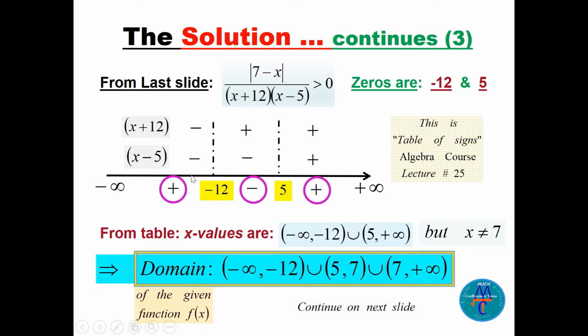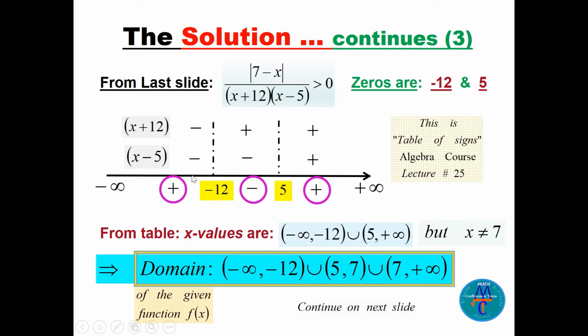Then I choose a number between minus infinity and minus 12. Any number, I can choose minus 20. If I put x there, that will be negative. And I put x, the same number here, minus.